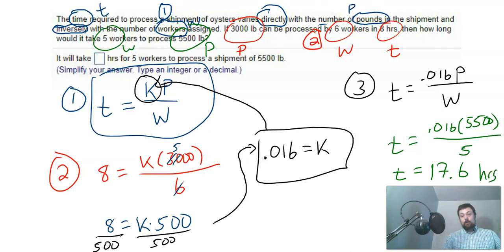And so that's hours, right? So we would estimate that it would take 5 workers 17.6 hours to process 5,500 pounds. And that would be the answer that you type in to Math Excel.